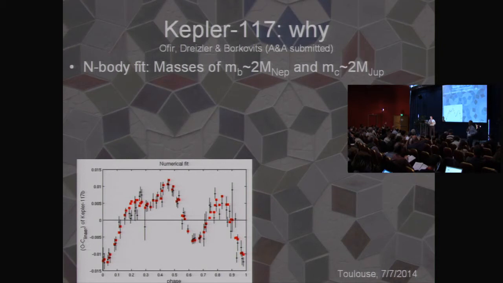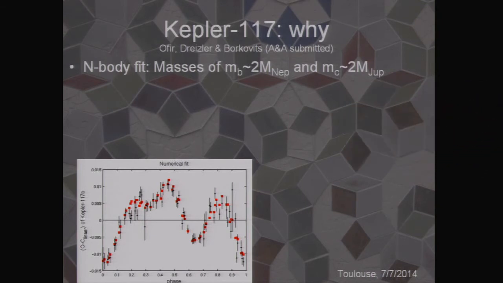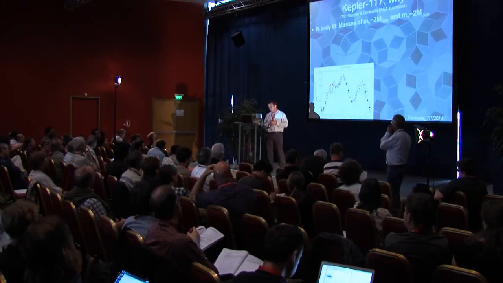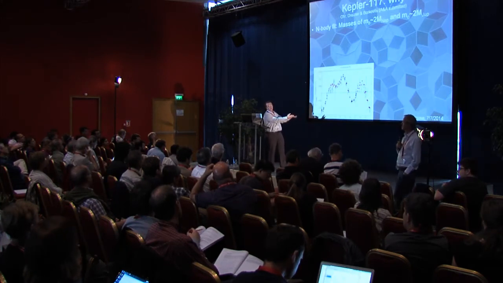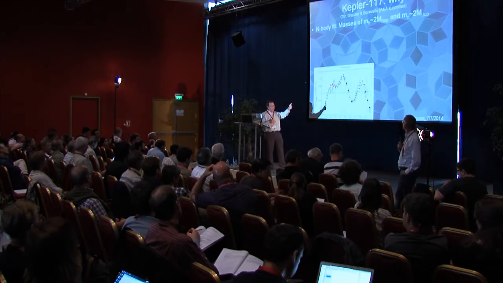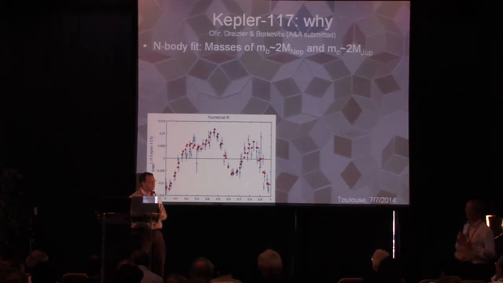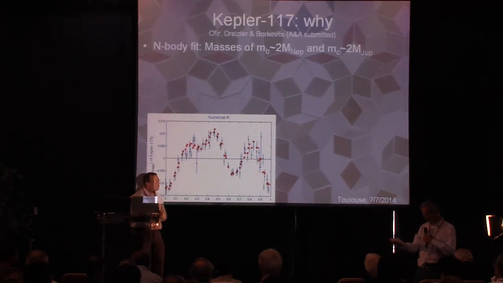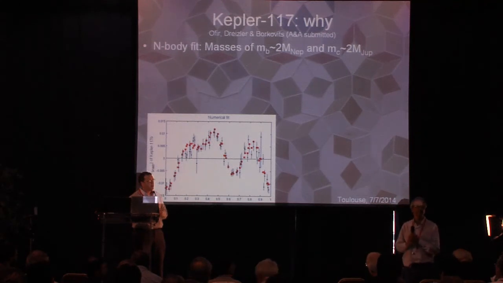So I guess you've confused me. Are you saying that those two masses, B and C, are responsible for all three of those frequencies that you see in the O minus C diagram? I see no reason to add another component to the system. You see the n-body fit with these three objects, a star and two planets, fits nicely. Okay, all right. So I just misunderstood what you were saying in your talk. So you don't need yet another body to help explain the O minus C diagram. No. You don't need another body.